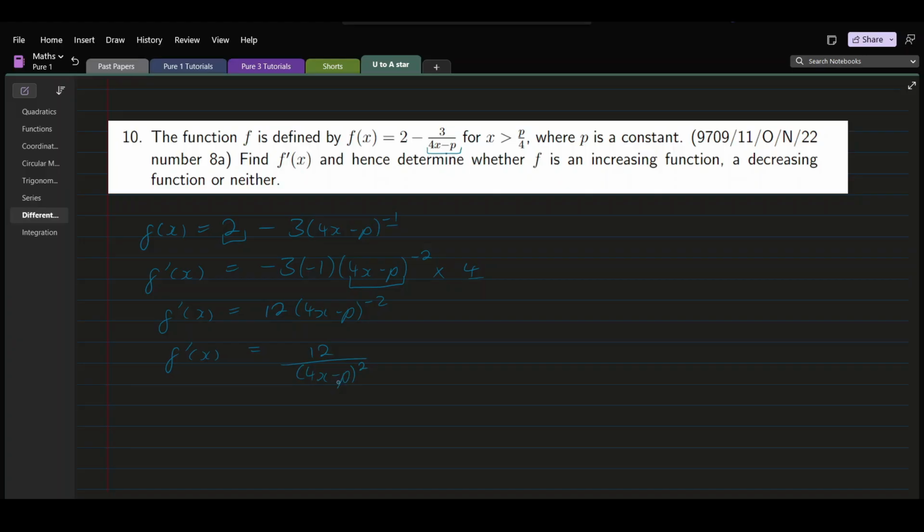Now we need to determine whether f is an increasing function, decreasing function, or neither. And to do that, we're going to use f prime of x. So f prime of x is known as the gradient function. If a function is considered an increasing function, it has a positive gradient. If a function is considered a decreasing function, it has a negative gradient. So in this case, if f prime of x is positive for all values of x, then it means we have an increasing function, since it's a gradient function. If it's negative, we have a decreasing function.